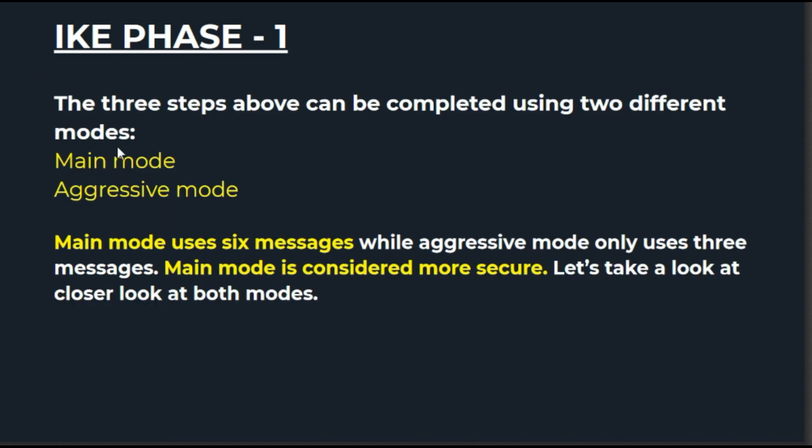The 3 steps above we can complete using two different methods: main mode and aggressive mode. Main mode uses 6 messages, while aggressive mode uses only 3 messages. Main mode is considered more secure. Let's take a closer look at both of them.